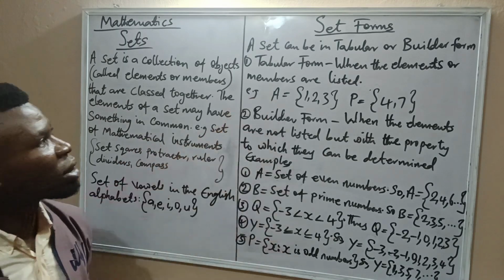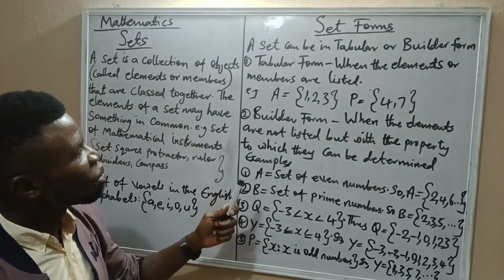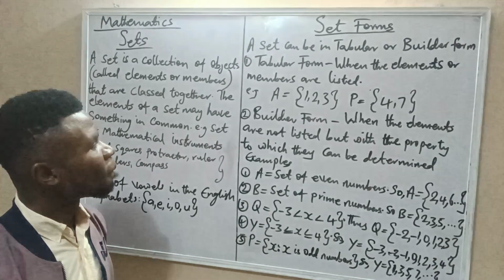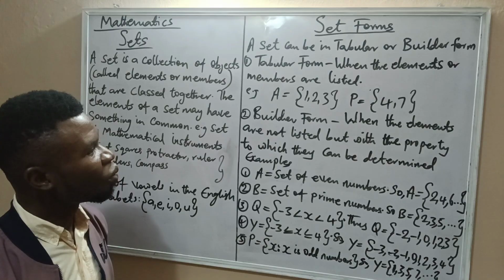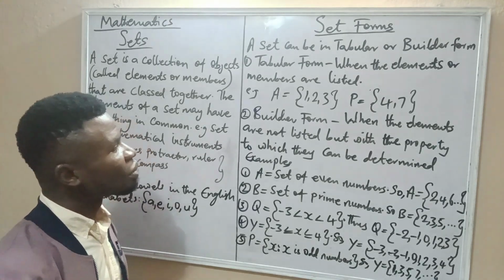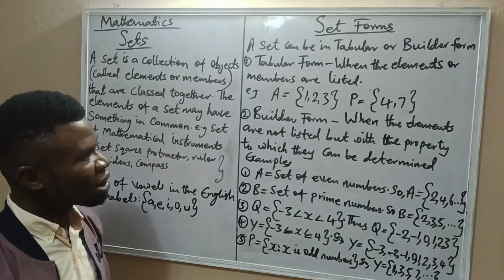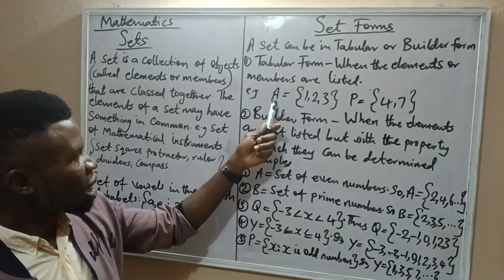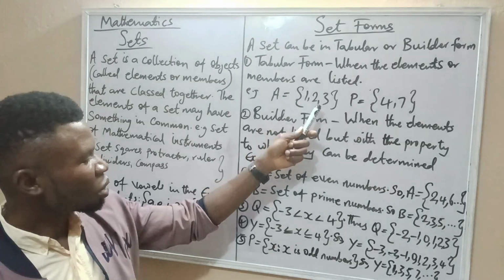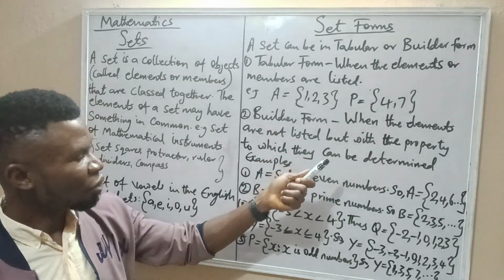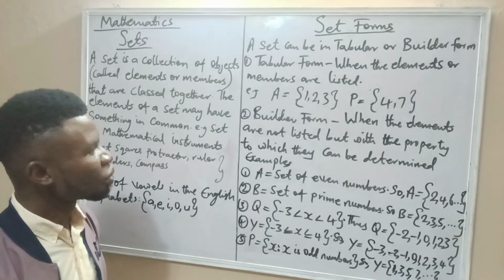Now, set forms. A set can be in tabular or builder form. Now, in tabular form, when the elements or members are listed, that means the set is in tabular form. Example, they say that A is a set of 1, 2, 3. And they say P is a set containing 4 and 7.